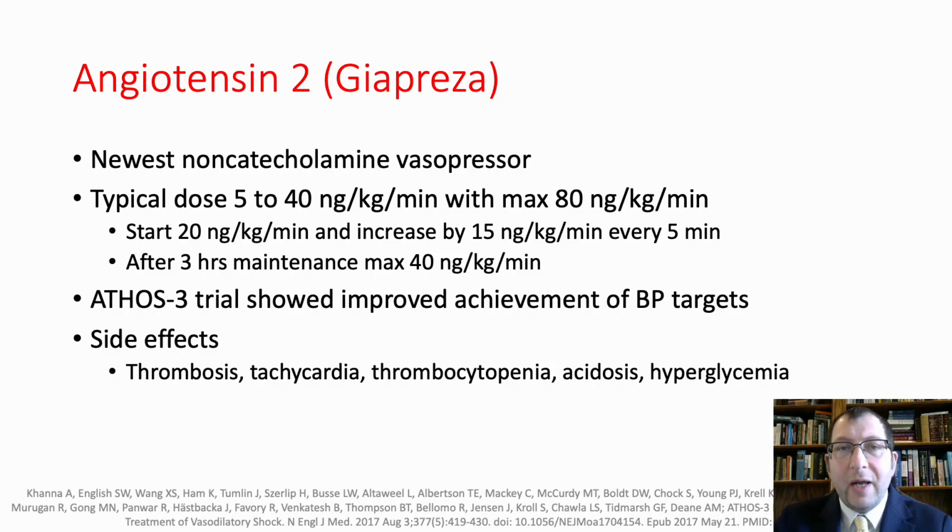On a post hoc analysis, low-dose angiotensin II led to survival benefit. The dose in that analysis was less than 25 nanograms per kilo per minute. There was also improved oxygenation in ARDS. The listed side effects such as thrombosis, tachycardia, thrombocytopenia, acidosis, and hyperglycemia were not seen in the ATHOS-3 trial.